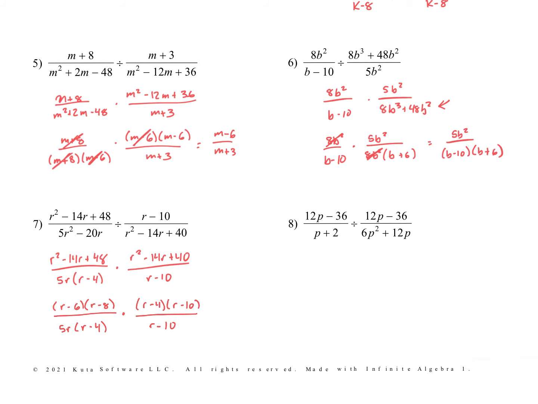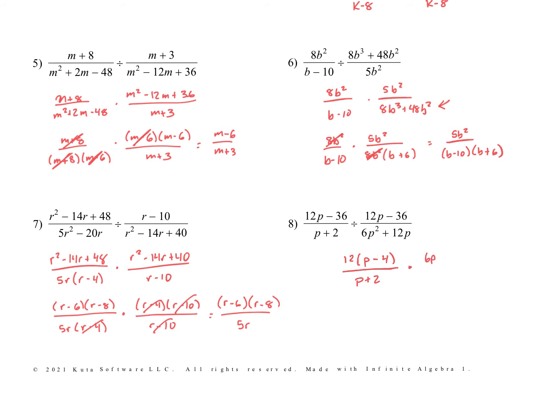Okay, now that I have factored, I'm going to go ahead and cancel out. So I have an r minus 4, the r minus 4, r minus 10, r minus 10, and that's it. R minus 6, r minus 8 over 5r. And now number 8. By now, you should be feeling pretty good about these. I'm going to start combining steps. You can follow along.